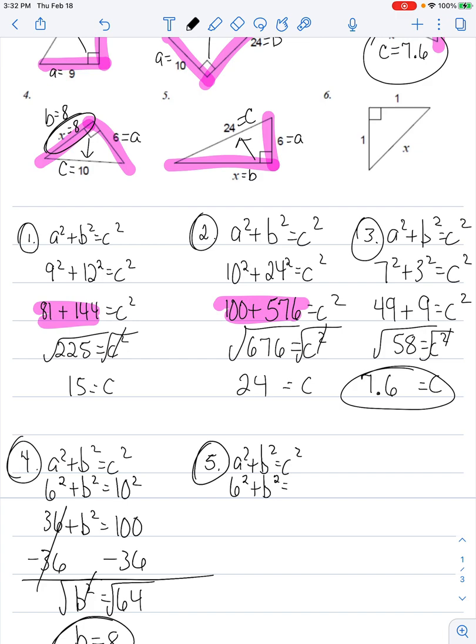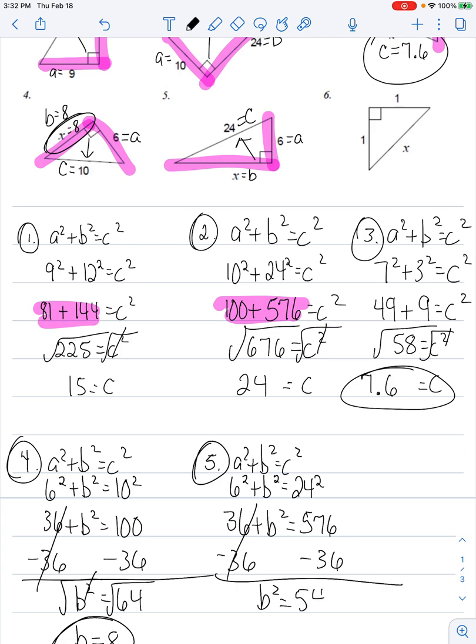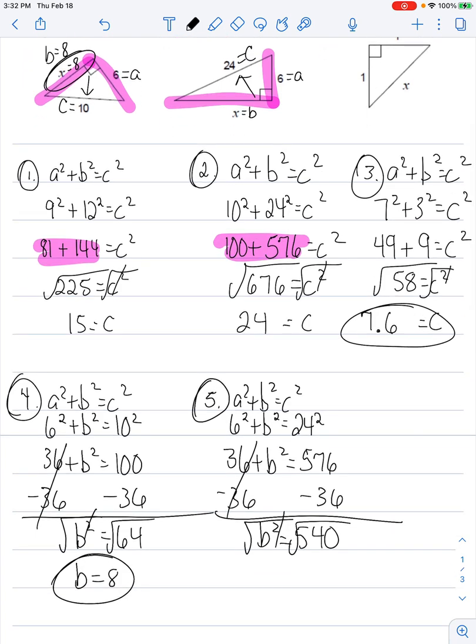And my C is 24 squared. 6 squared is 36, plus B squared equals, we said 24 squared is 576. I'm going to subtract 36 from both sides, so B squared equals 540. My last step is to take the square root of 540. And remember they said to round to one decimal place, so 23.2. So in this case, my X equals 23.2.